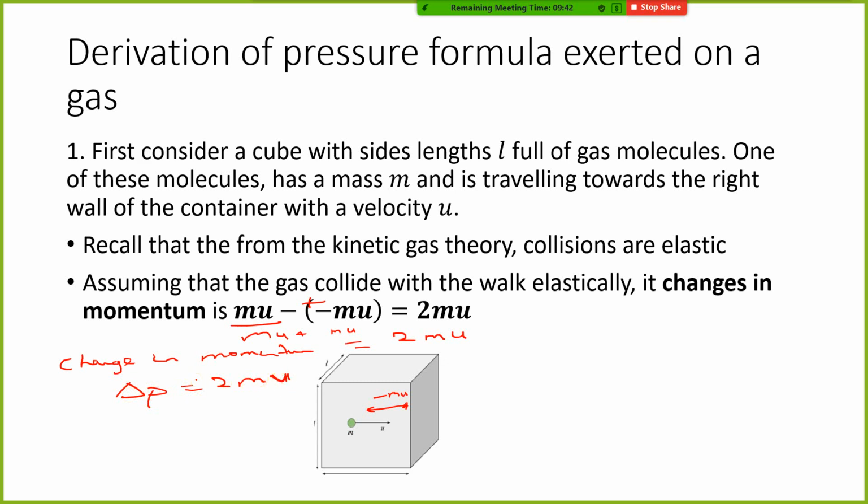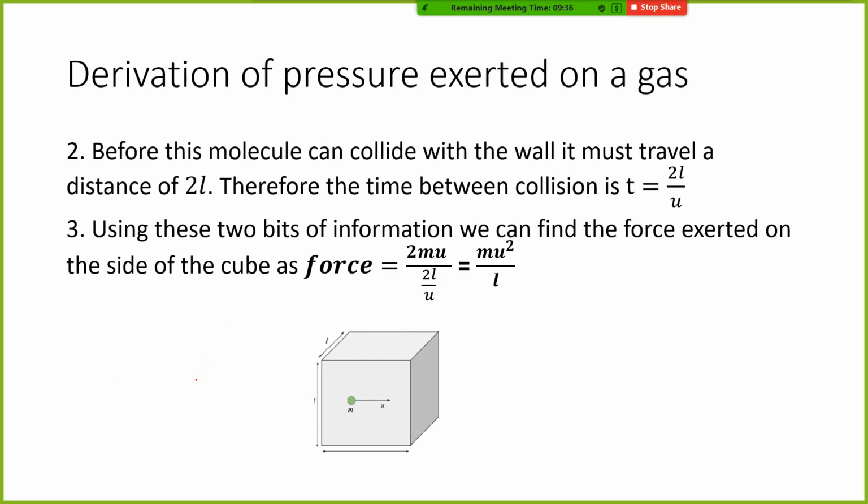Having said that, let's look at what the next slide has to offer us. It says that before this molecule can collide with the wall again, it must travel a distance of 2L. Therefore, the time between the collisions is going to be equal to that. So let's look back at this. It says before this molecule can collide with the wall, it travels a distance of 2L.